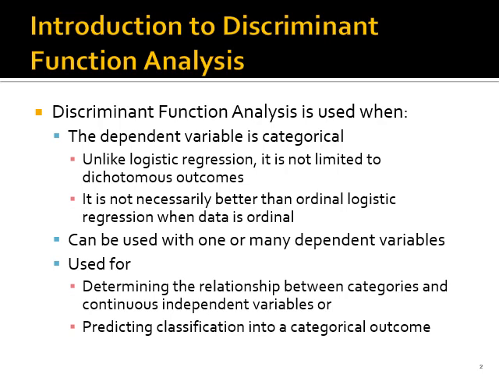So discriminant function analysis is specifically designed for when we have a categorical DV, our outcome is categorical, and it has 3 or more levels. It can be used with one or many dependent variables. And really, it is basically used for one particular job. And that is, we're wanting to use a series of predictors to determine if we can predict group membership or diagnostic membership in a categorical outcome. So we can determine the relationship between the categories and the continuous independent variables for prediction and classification into a categorical outcome.